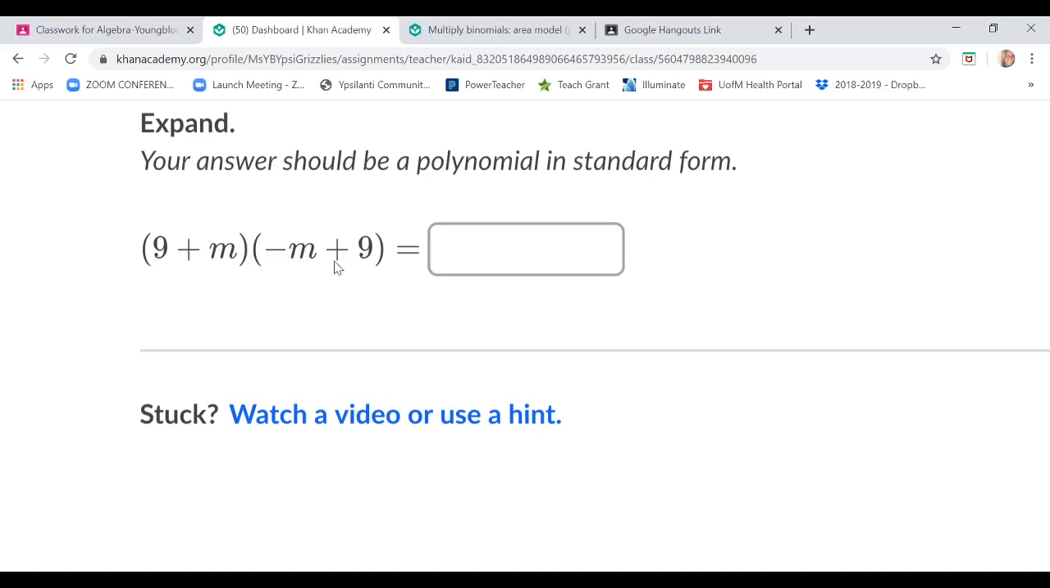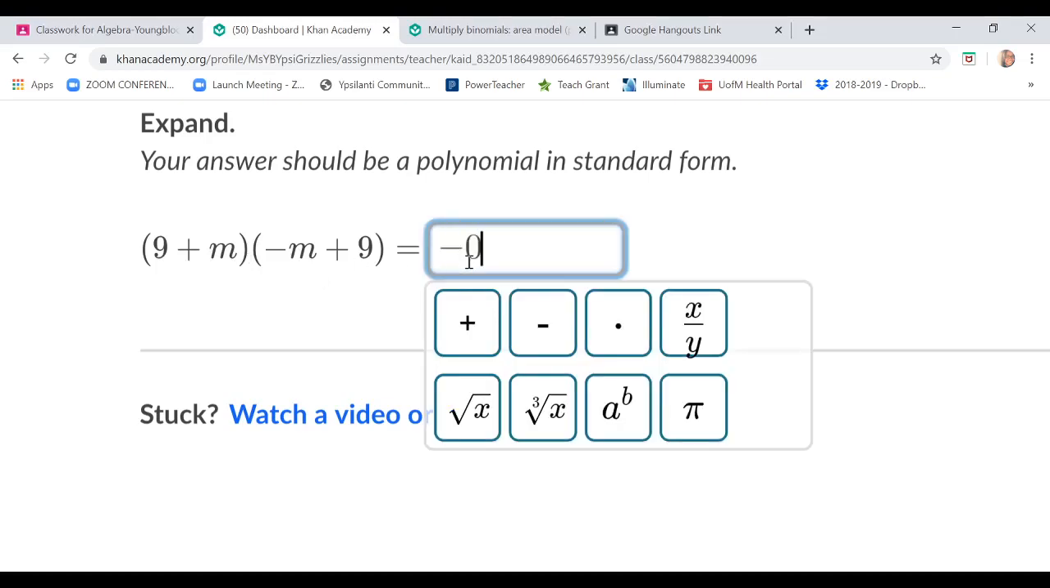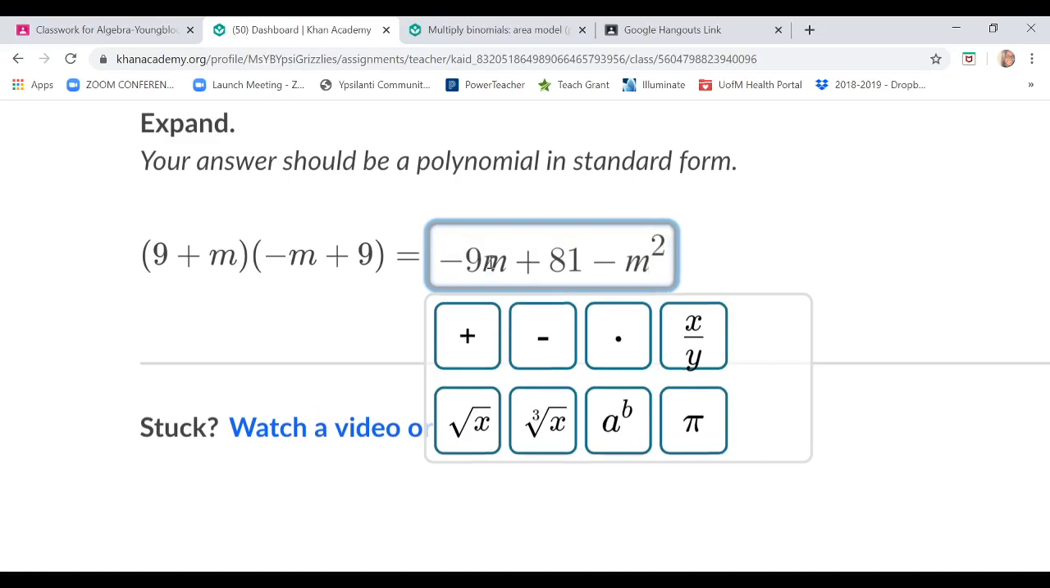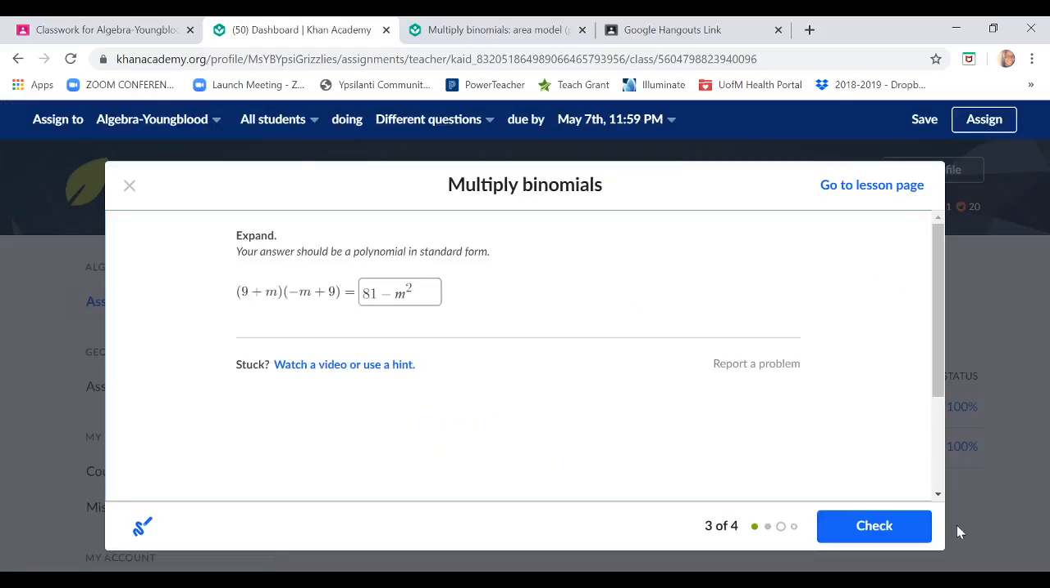So if I do 9 times negative m, that's going to get me negative 9m. And then 9 times 9 is going to get me 81. M times negative m is going to be negative m squared. And then for my last term, I'm doing m times 9, which is going to be plus 9m. So these 9m's, negative 9m plus 9m is 0m, so these cancel. This answer would be 81 minus m squared.